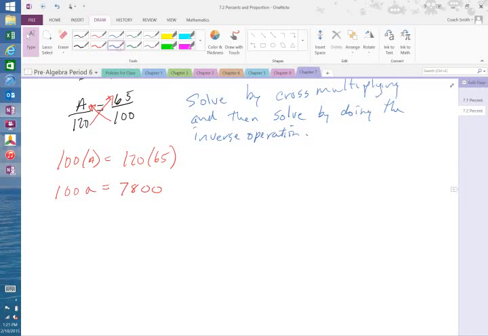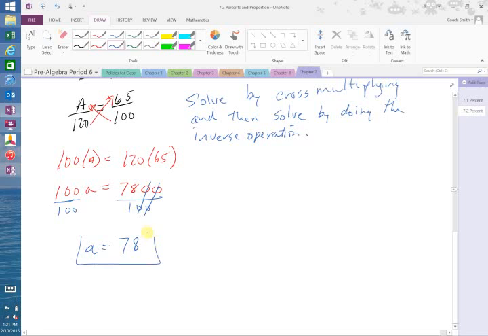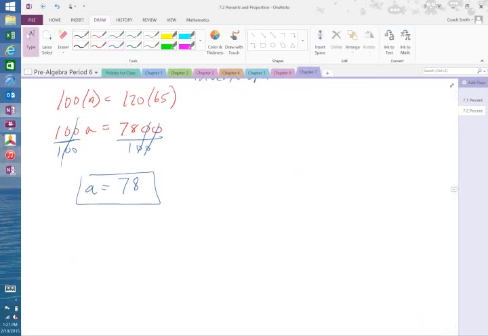Now, once we get this, we solve by doing the inverse operation. That gives us a 100 that we divide on both sides. This one's fairly easy because I just cancel out the zeros, and that gives me A is equal to 78. Of course, 100 over 100 cancels out, leaving me with A.